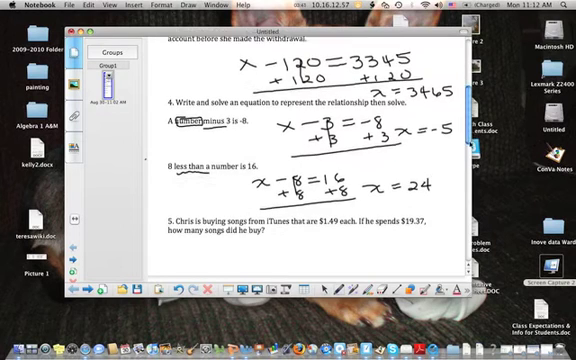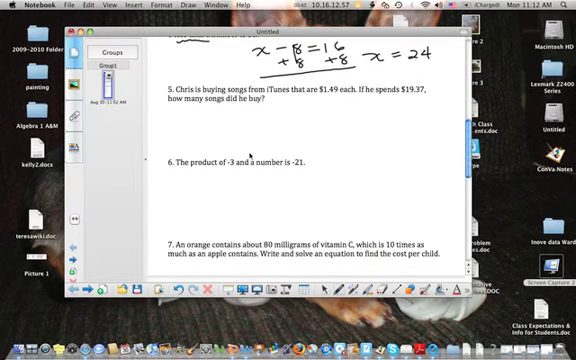All right, let's keep going. Chris is buying songs for iTunes that are $1.49 each. Each is usually a keyword that is implying that it wants some multiplication done there. If he spends $19.37, how many songs did he buy? So I know 1937 is the equals part, and if I spend $1.49 per song or each, that would be multiplication. So then the opposite of that would be divide. Divide both sides by $1.49.